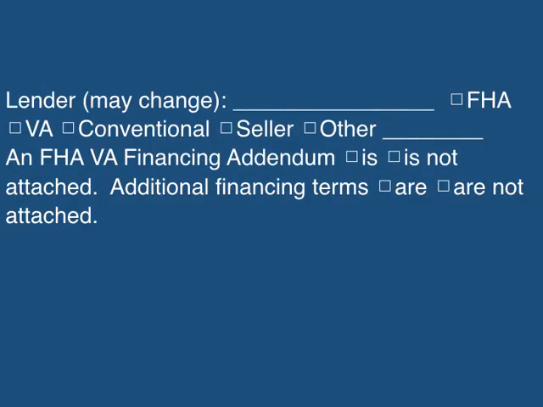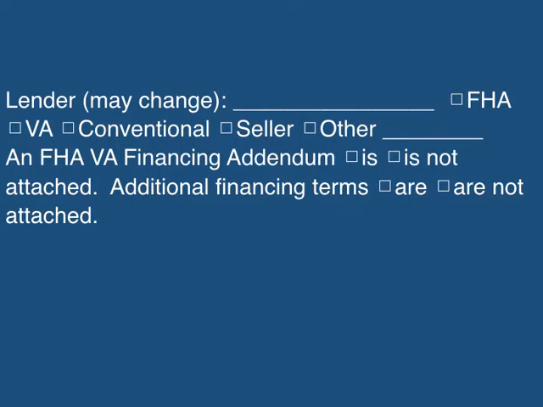Now we're going to move into who the lender is and what type of loan. So you put in here who your lender is going to be. And again, if you put to be determined, and when the buyer decides on the lender, you have to notify the seller. They have to know who the lender is. We identify here whether it's going to be an FHA loan, a VA loan, a conventional loan, seller, or other. Guys, it's going to be one. It's not going to be a combination of these. It'll be one or the other.